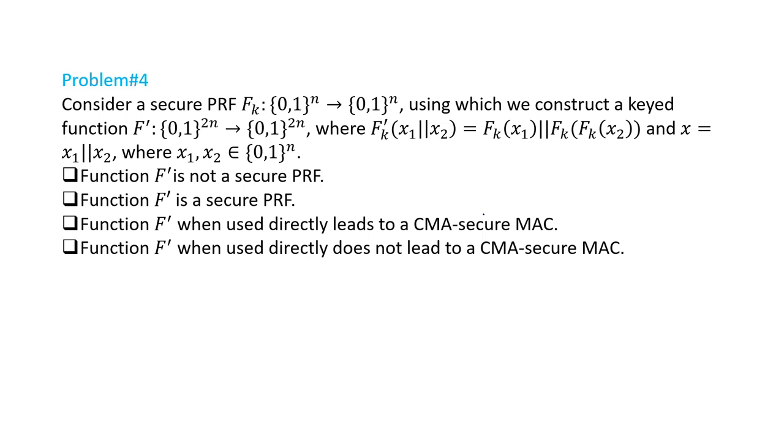Consider a secure PRF F_K that maps an n-bit binary string to an n-bit binary string, using which we construct a keyed function F dash from 2n-bit binary string to 2n-bit binary string. Now F_K dash of x1 concatenated with x2 is equal to F_K of x1 concatenated with F_K of x2, where x is x1 concatenated with x2.